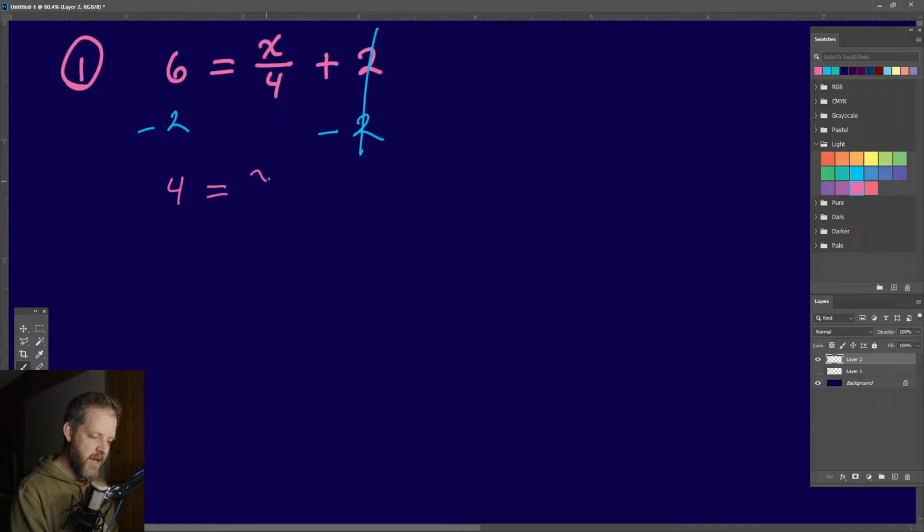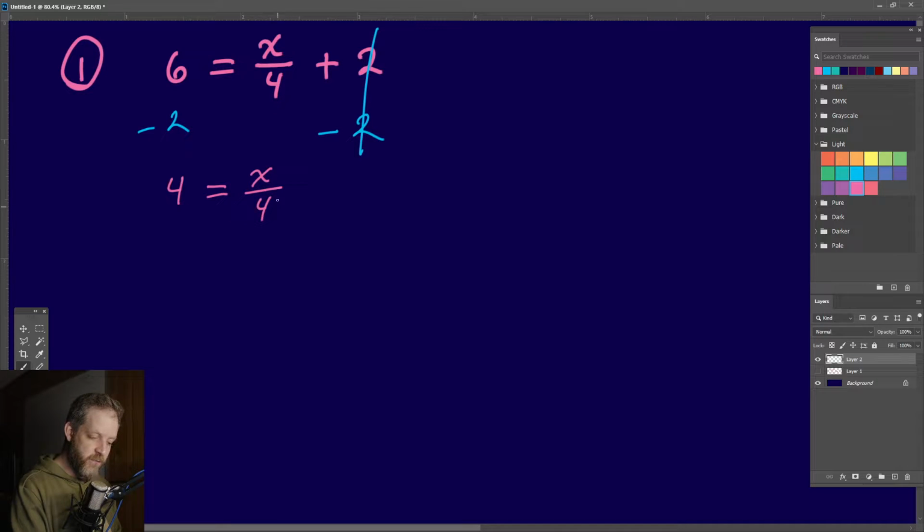Equals x over 4. Right? So we're not finished, and we know we're not finished because this x is not by itself, right? That's our ultimate goal, to get x all by itself, and it's not by itself, so we've got to do more things, right? Hence the two-step idea.